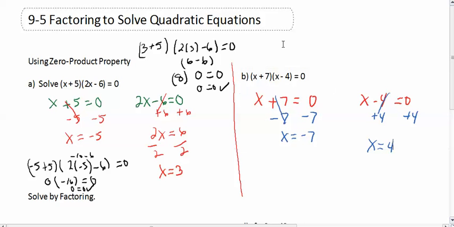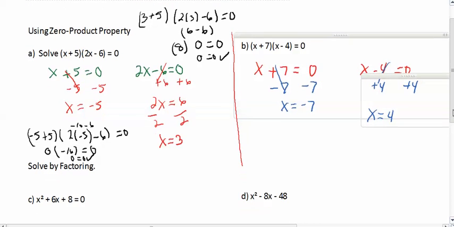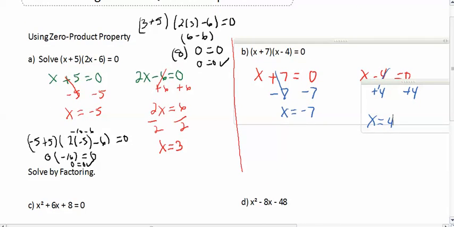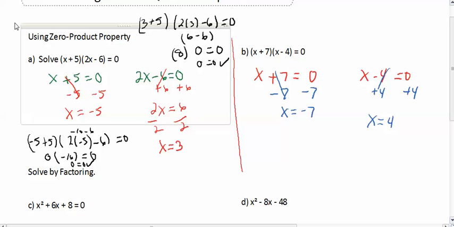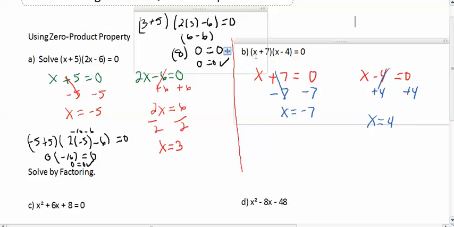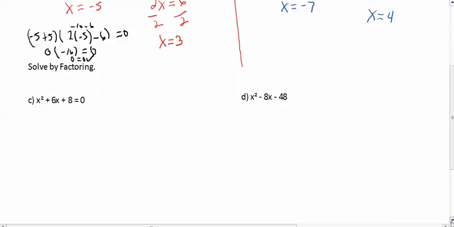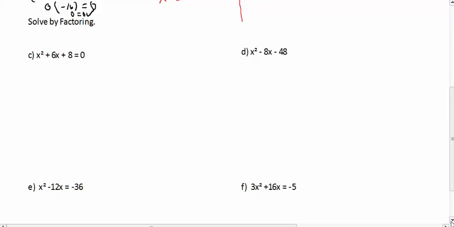Okay, now we're going to do the next part of this. We are going to solve by factoring. So this one, we didn't have to do any work to start with. Oh boy, sorry. These two were already in parentheses, and these two are already in parentheses. Now if we look down here, there's no parentheses yet. We need to factor to get our parentheses. So we know how to factor now.